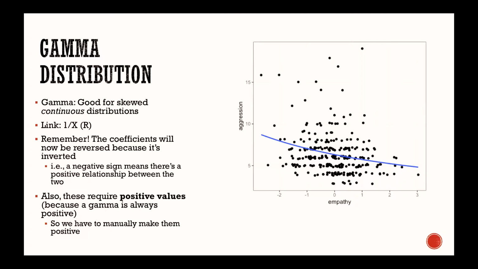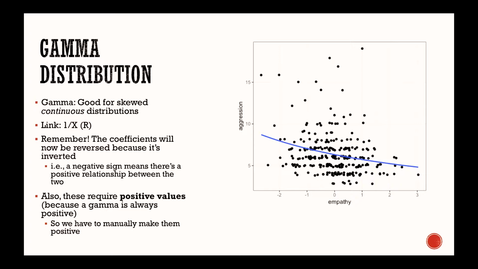Remember, we are using a link function that is an inverse. And so what happens is when you compute the coefficients, they will actually be reversed because it is inverted. So they might all come out negative, when in reality you have a positive relationship between the two. So for example, in the image on the right, we have a negative association between empathy and aggression. As people's empathy scores go up, their aggression goes down. But if you were to use a gamma distribution with an inverse link, then you would find that coefficient would actually be positive. So you have to reverse that in your mind.